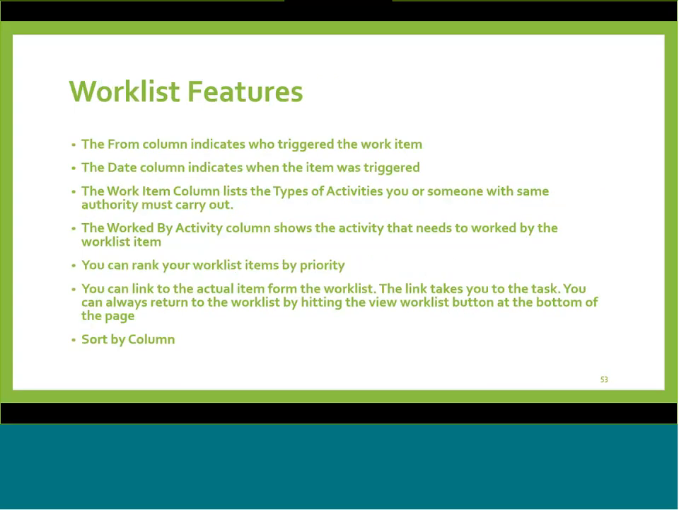So there's also some cool work list features that we're going to talk about. The from column indicates who triggered the work item. The date column indicates when the item was triggered. The work item column lists the type of activities you must carry out. And you can also rank your work list items by priority, which I think is super cool. And you can link to the actual item again from the work list. And then also every column is sortable.